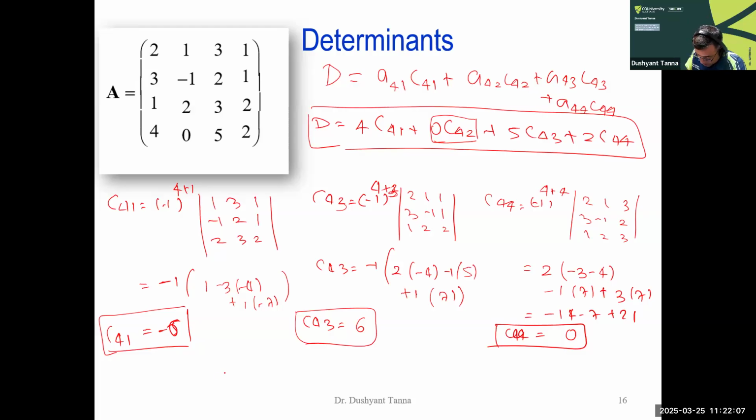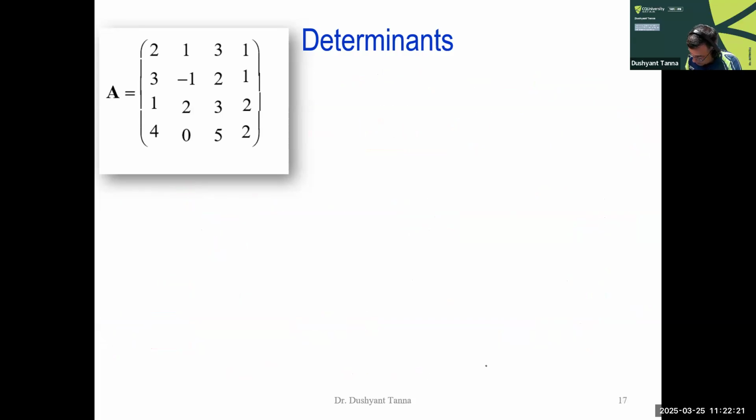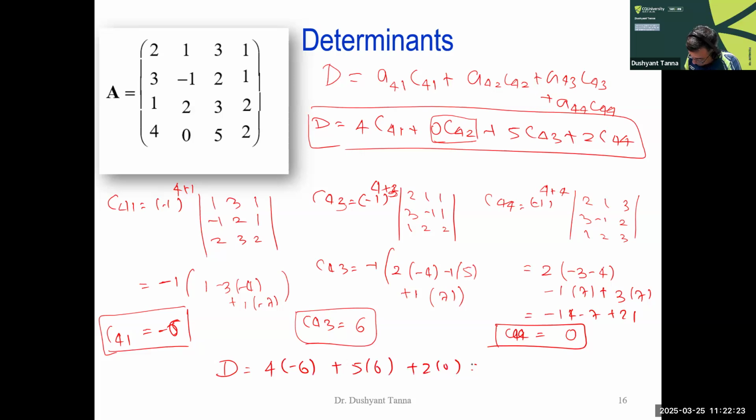So finally, your determinant D should give you the same result 6, but we are just checking it. 4 times minus 6 plus 5 times 6 plus 2 times 0, that's 30 minus 24. That will be 6. Happy 6, very happy 6. It should be the same. It's just picking up the correct calculation and realizing that you could get away with only 3 cofactors rather than 4.